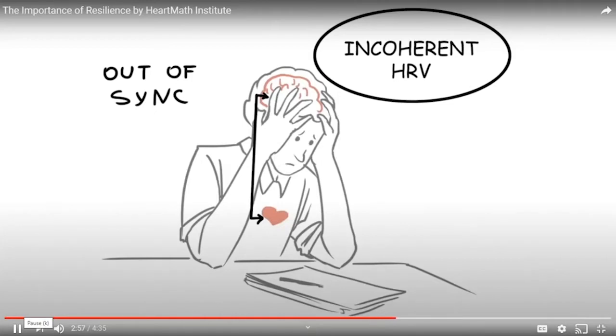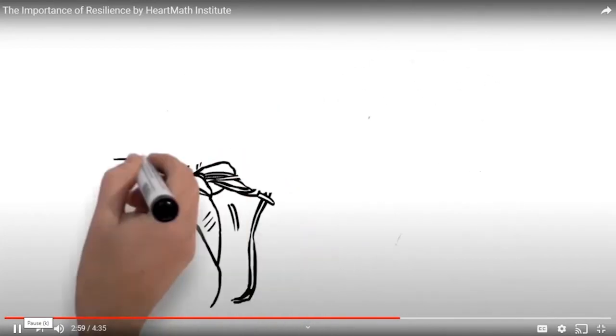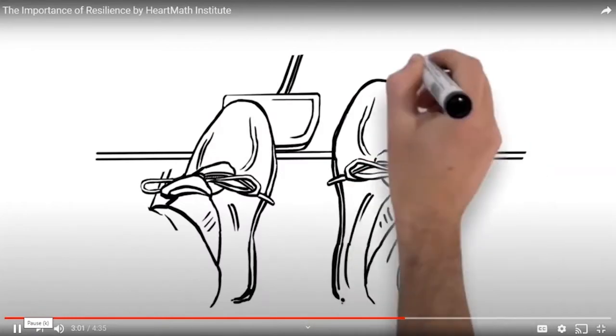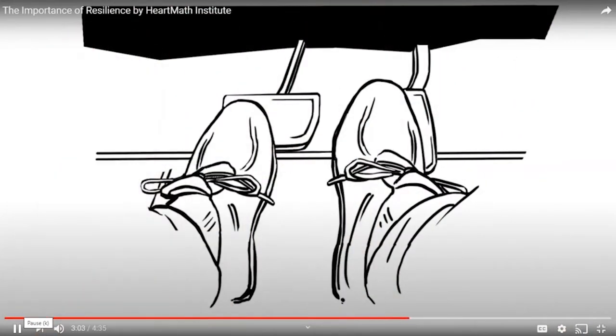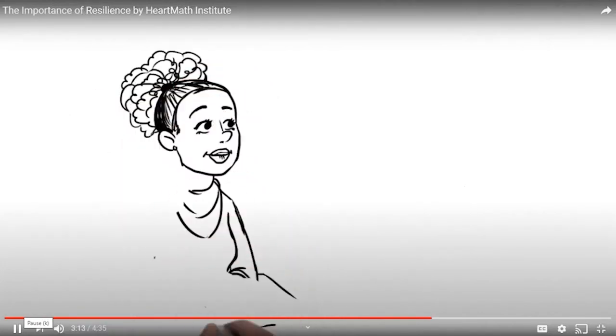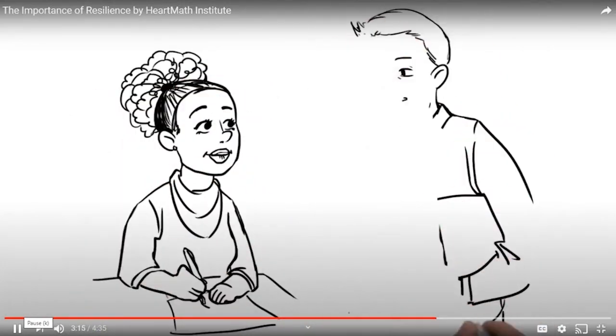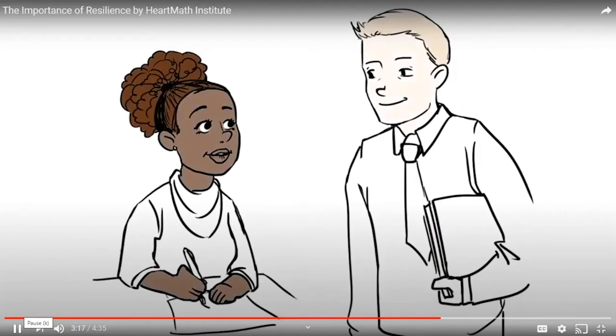Scientists refer to this type of heart rhythm pattern as being incoherent, a sign that the brain and nervous system are out of sync. This is like driving a car with one foot on the accelerator and the other foot on the brake at the same time. Who would want to do that? It makes for a very jerky car ride, wastes gas, and puts extra wear and tear on a car.